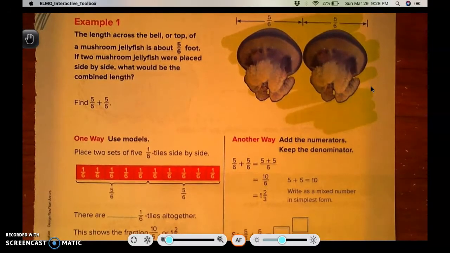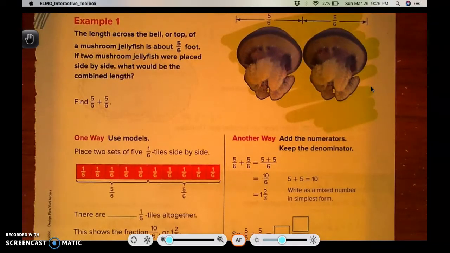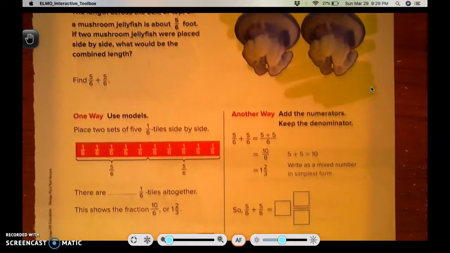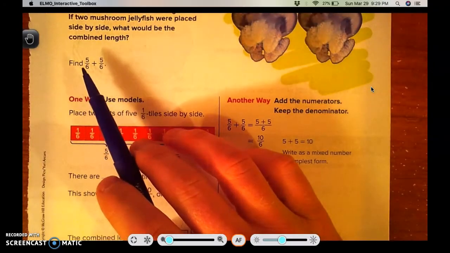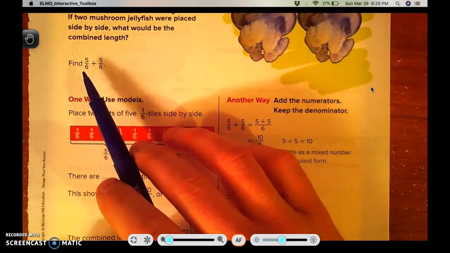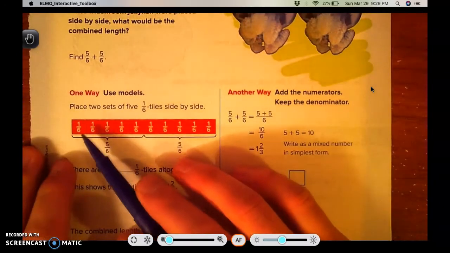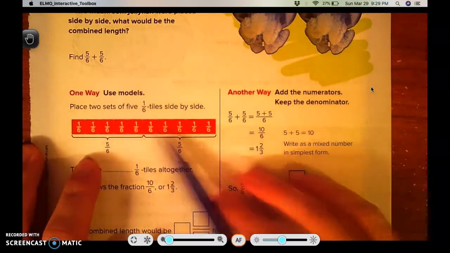The first one that we'll go through is: the length across the bell, or top, of a mushroom jellyfish is about 5/6 of a foot. If 2 mushroom jellyfish were placed side by side, what would be the combined length? Hopefully, as you saw from that YouTube video, adding like fractions is pretty simple. That bottom number, or denominator, is not going to change at all. So if we look at it using models, we have 5/6 plus 5/6.